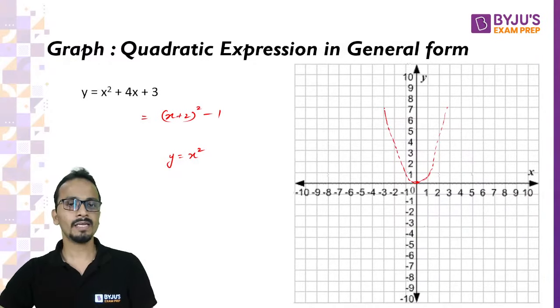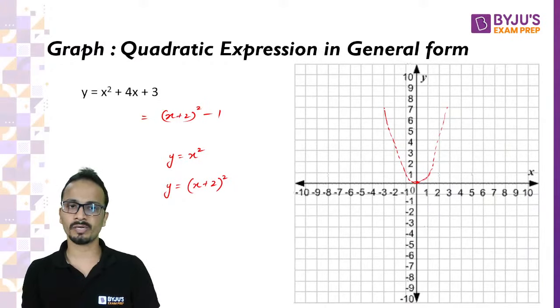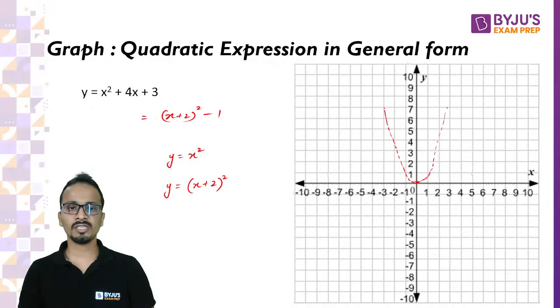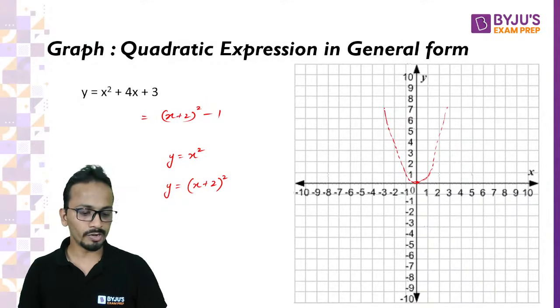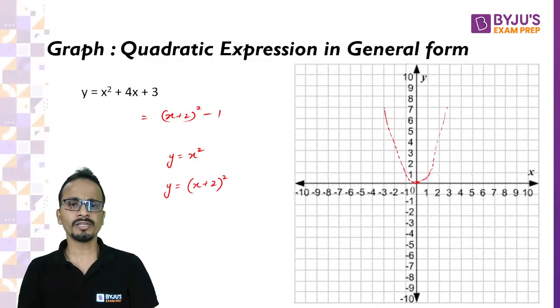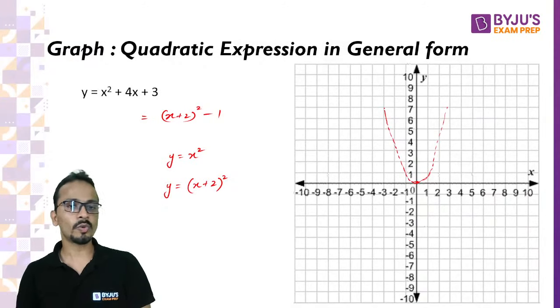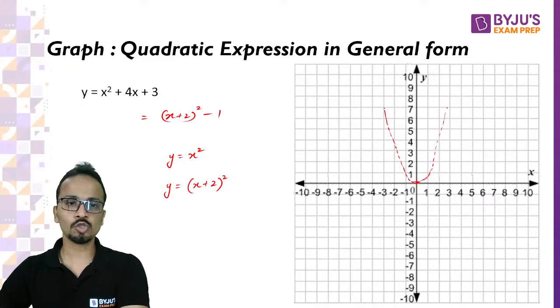Now from here, if I want to obtain the graph of y equal to x plus 2 whole square, then what will happen to this graph? This is what I want to hear from all of you. Come on, what will happen to this graph? I am given the graph of y equal to x square and I am plotting the graph of y equal to x plus 2 whole square.